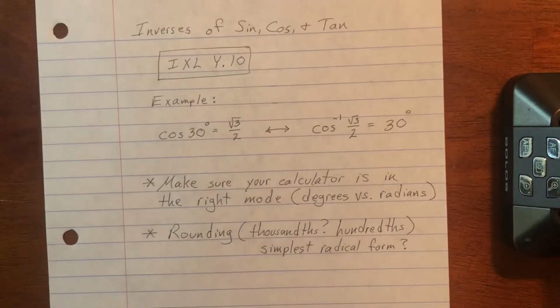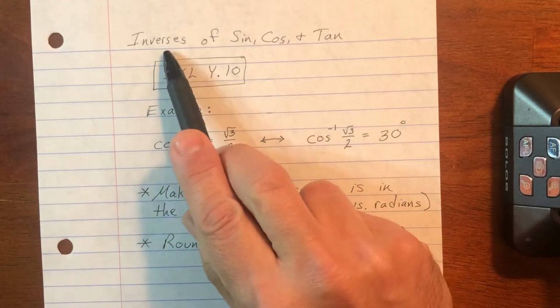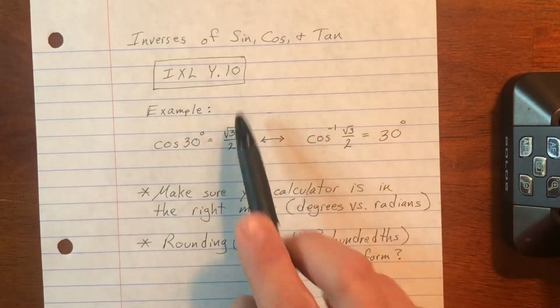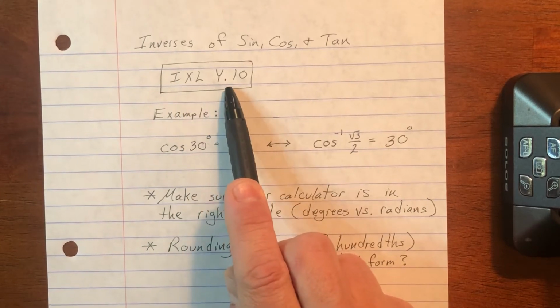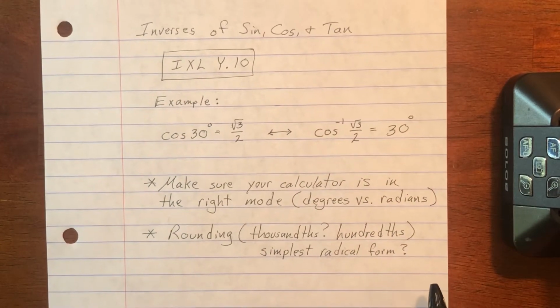Here's what we're doing today. We're finding the inverses of the sine, cosine, and tangent function, and when you see me on the computer here, it's going to be IXL y.10. That's what we're going to be working on.